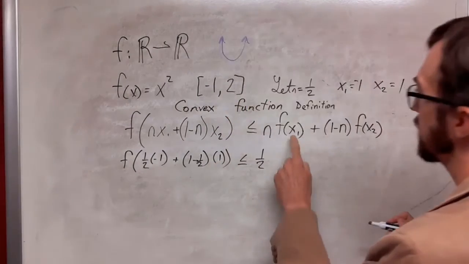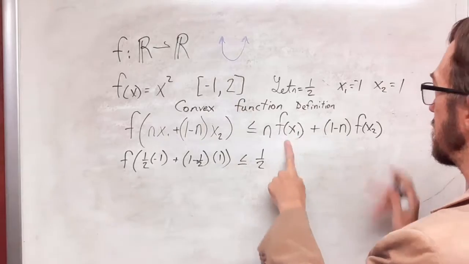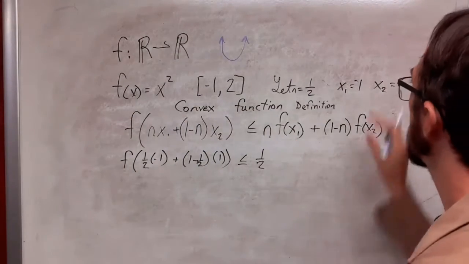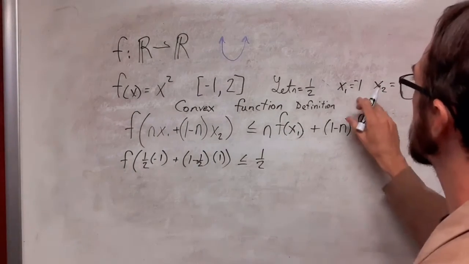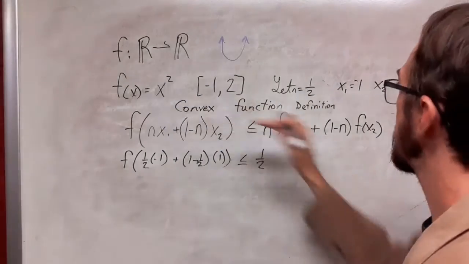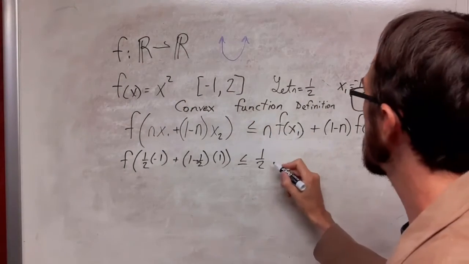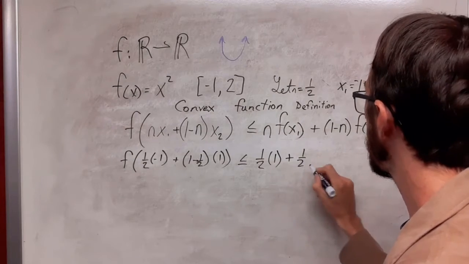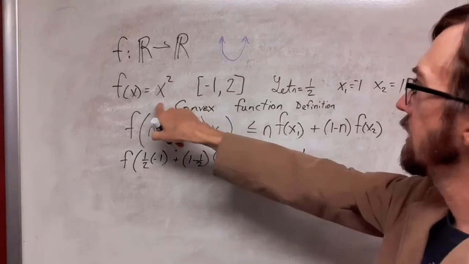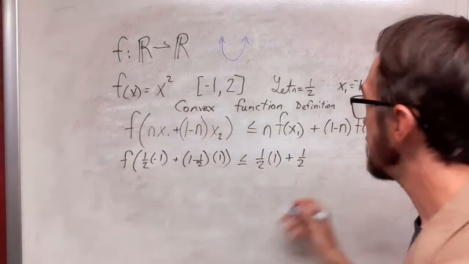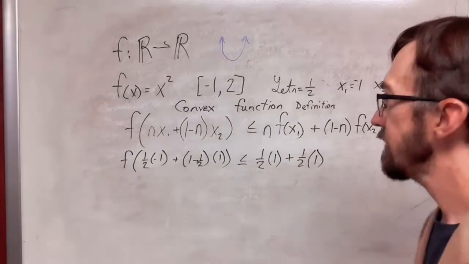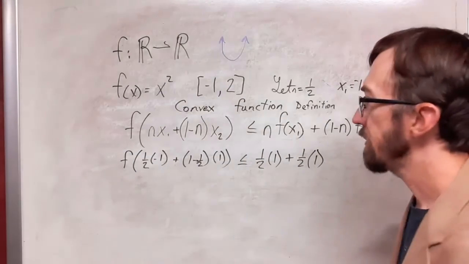And then over here, these two are the images of these numbers. So I'm going to take the -1 and plug it in here. -1 squared is +1, so I'm multiplying by +1 here. Taking the +1 and plugging it in here, the image of that is 1 also. So this is what we have, and we're just going to continue to simplify.